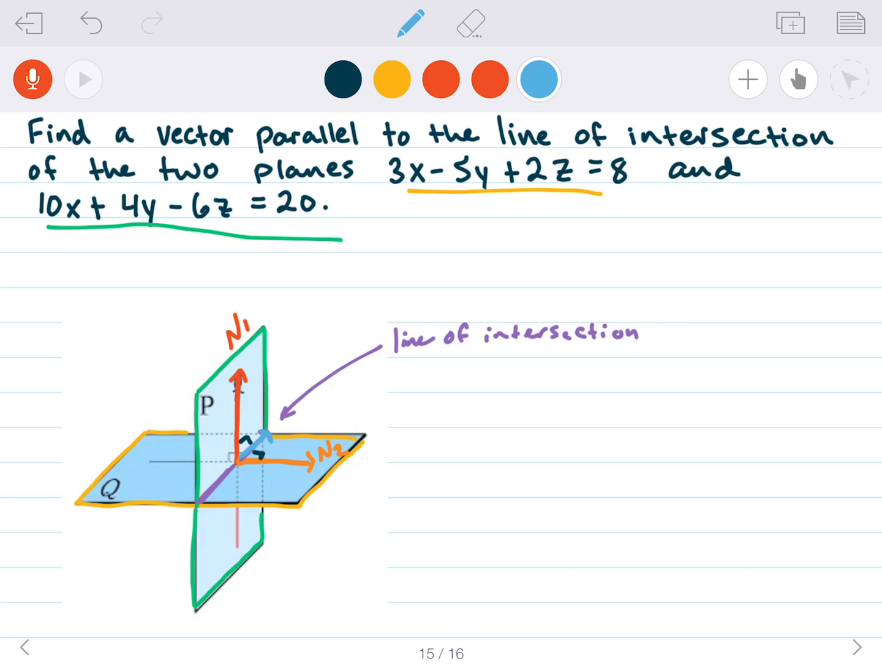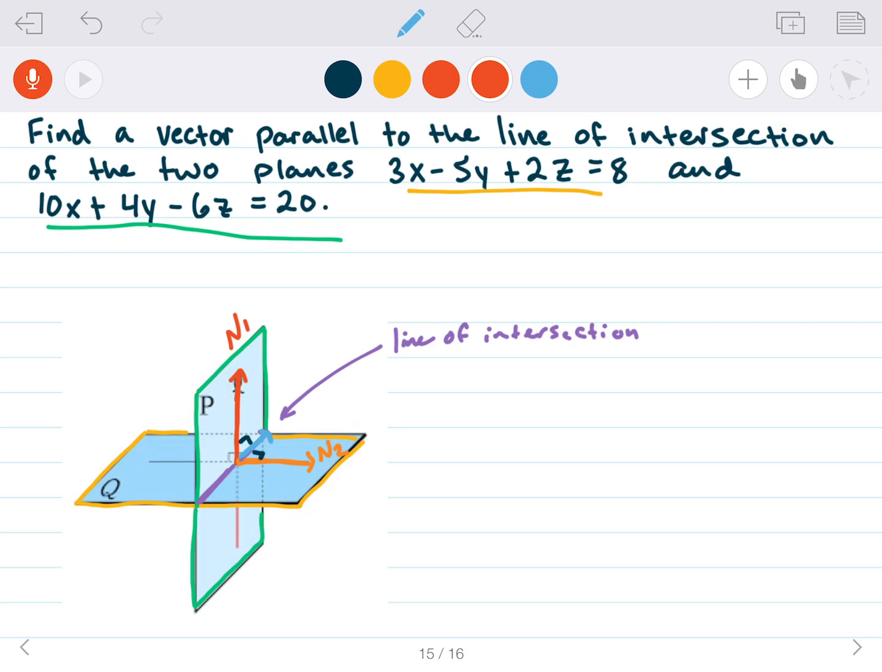We're going to cross N1, cross N2. That's going to give us a vector that is perpendicular to both N1 and N2, and hence it's going to be parallel to the line of intersection. Okay, so let's go ahead and do that.